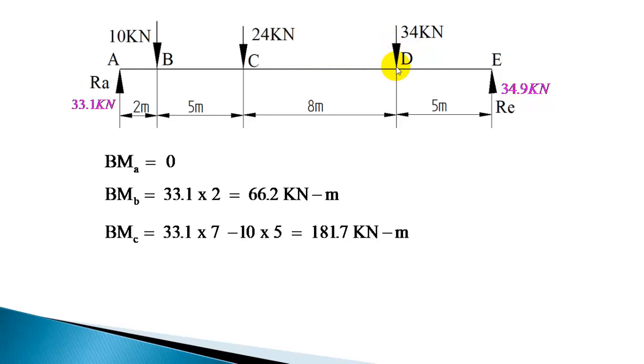You can also think like this: when you are taking a left side portion, there is an advantage. While calculating the shear force, upward force is positive, downward force is negative. While calculating bending moment also, I am talking about the left side forces, this upward force will produce a positive bending moment. Downward force will produce a negative bending moment. That way you can consider.